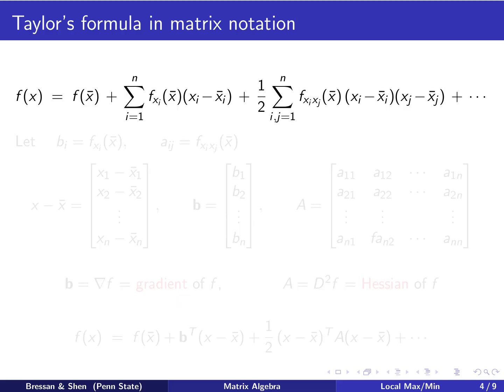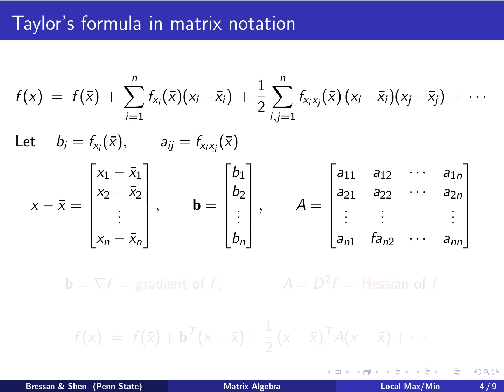Now let's introduce matrix notation for the Taylor's formula. This is the Taylor's formula. We're writing out the first three terms, and you see it's quite heavy, with a double sum, and a bit heavy to notate. So we now denote the first derivatives to be bi, that's the partial derivative of f with respect to xi, and then aij to be the second derivative with respect to xi and xj. So we can write them as a vector and matrices.